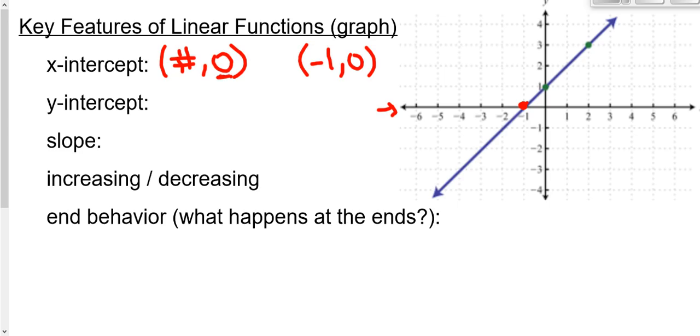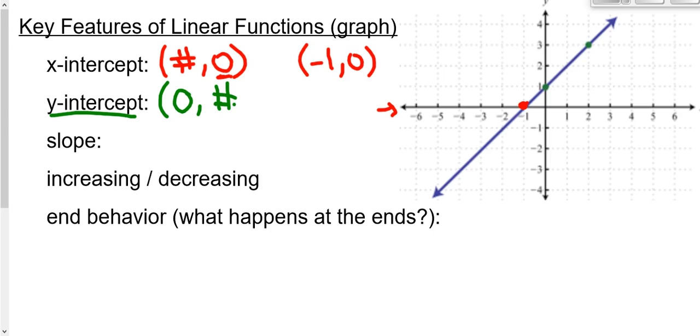If we're looking for a y-intercept, that's going to be something similar, except we know that every single linear function will always cross the y-axis. So this y-intercept is one that every linear function is going to have. And the y-intercept happens when the x value is 0 and the y value is some number.